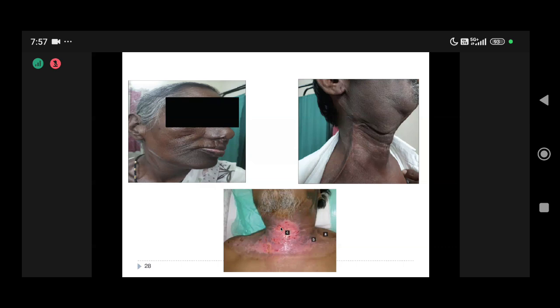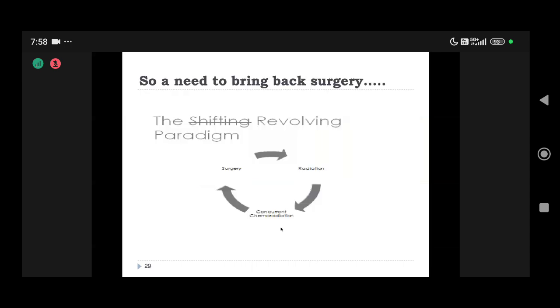But in the long term, the functional outcomes, and this was also evident in the meta-analysis which was published in 2000, showed that about 30 to 40% of the patients treated with radiation will have long-term sequelae with grade 3 and grade 4 toxicities as well. And a lot of them will also have cranial neuropathies if you are talking about head and neck sites. So that's why we have this revolving paradigm, and there was a need to bring back surgery. So we moved from open surgeries to radiation and chemoradiation, and now we are gradually coming back to surgery.